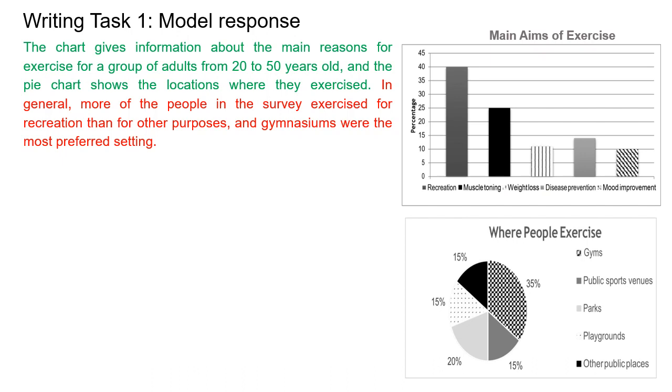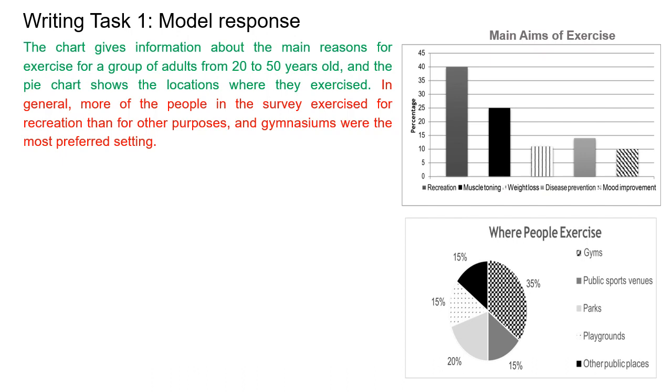It says, the chart gives information about the main reasons for exercise for a group of adults from 20 to 50 years old, and the pie chart shows the locations where they exercised. When writing your paraphrase, make sure you do not alter the meaning. You can pause the video to compare this paraphrase with the original text and see how every bit of the meaning of the original is retained in it.